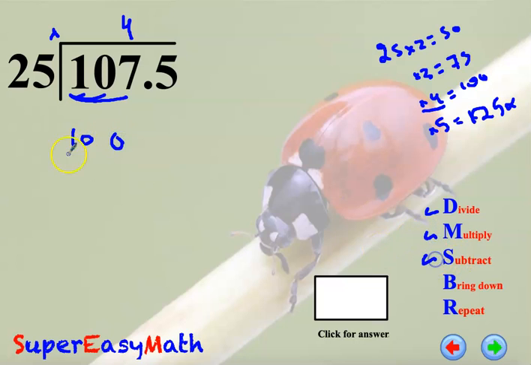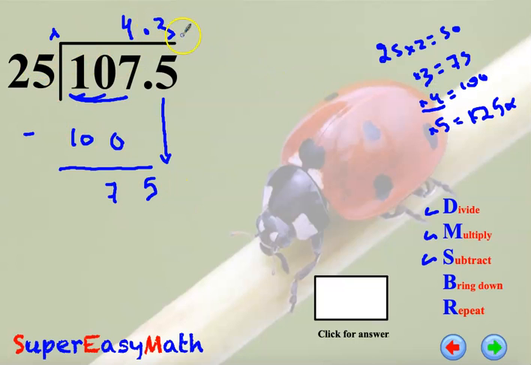Subtract. 107 minus 100 equal to 7. Bring down this 5. But first we should also raise this decimal point. Now here, divide. How many 25 we have in 75? So 25 times 3 equal to 75.